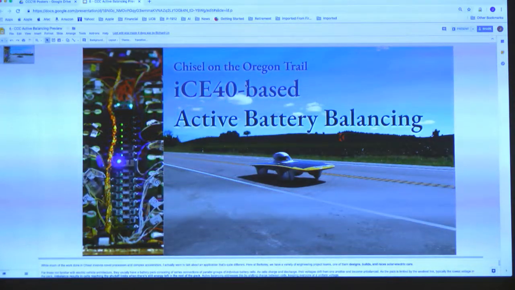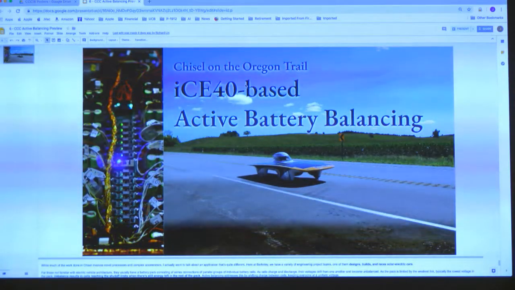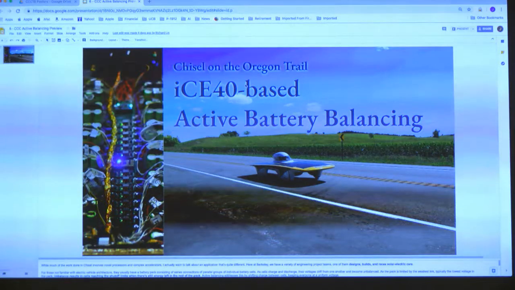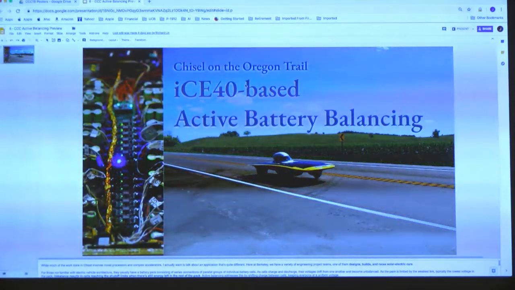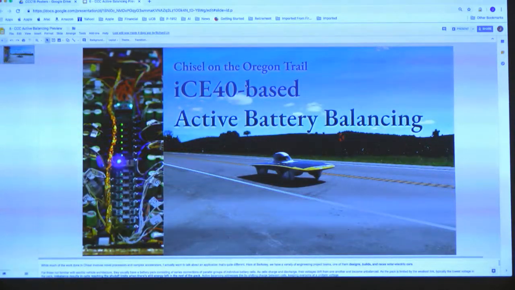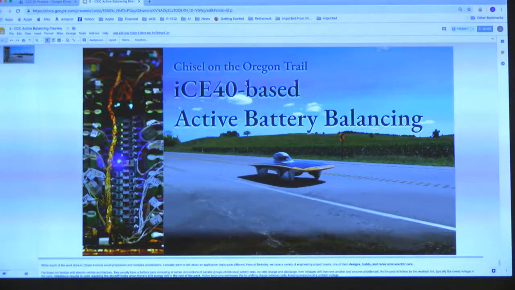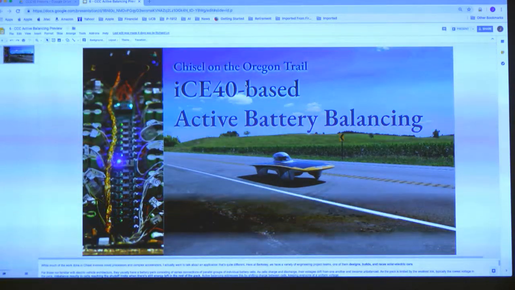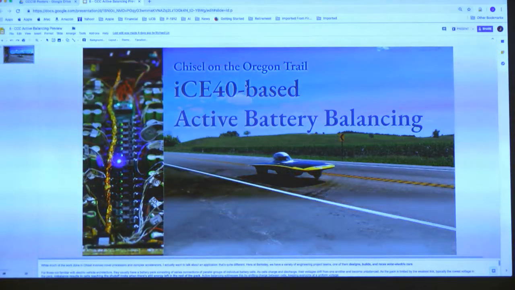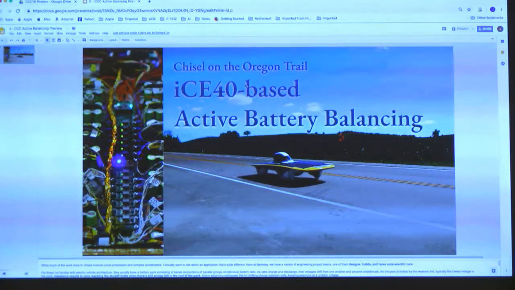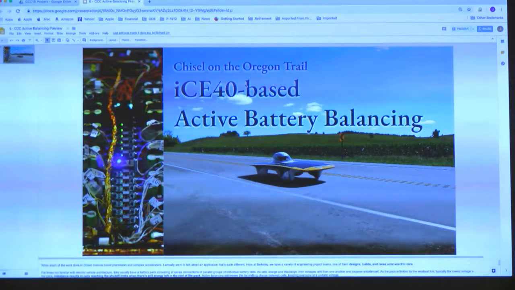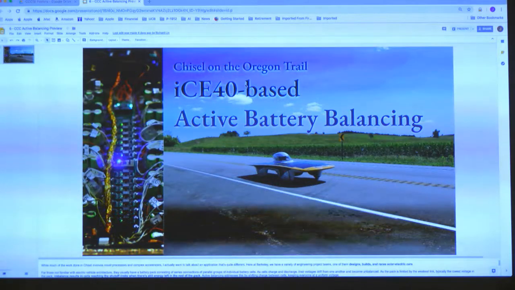And as individual cells charge and discharge, their voltages drift from one another and become unbalanced. And as this pack is limited by the weakest link, typically the lowest voltage in the pack, imbalance results in cells reaching the shut-off limits while there's still energy left in the rest of the pack. Active balancing addresses this by shifting charge between cells, keeping everyone at a uniform voltage.